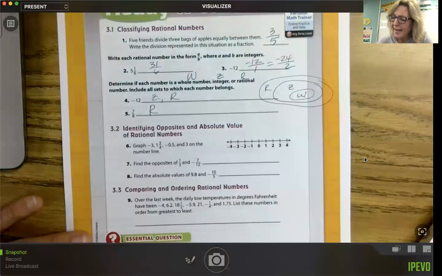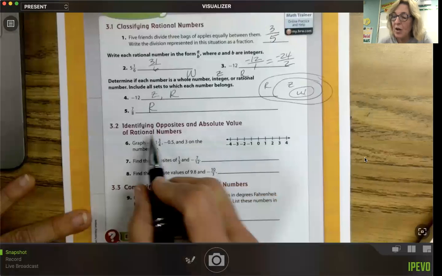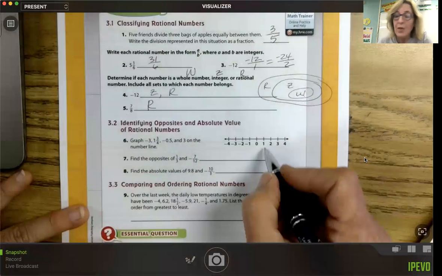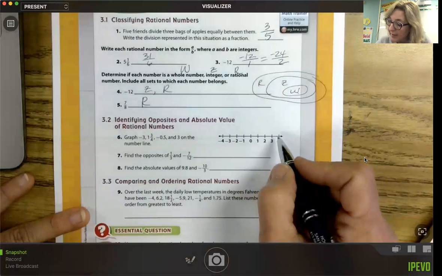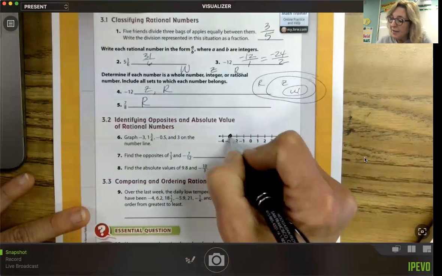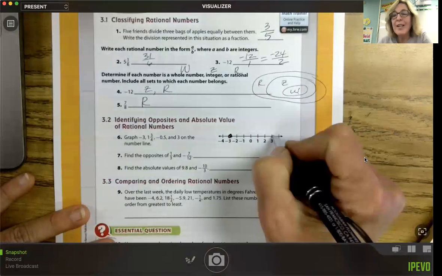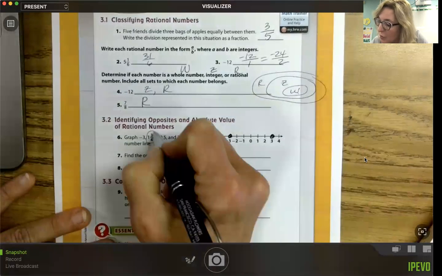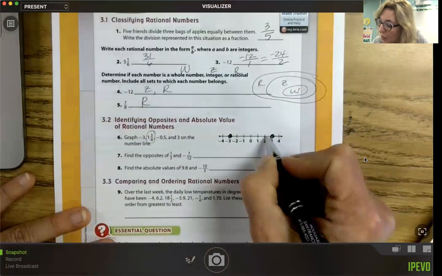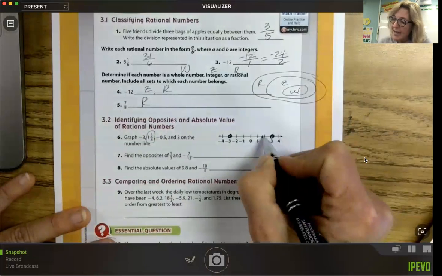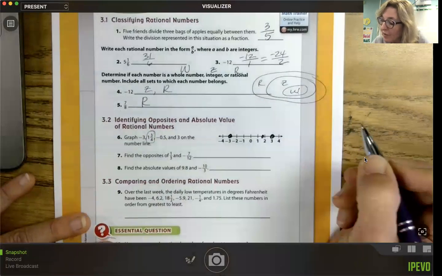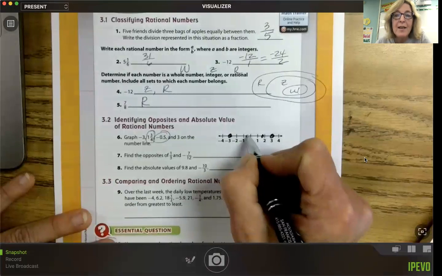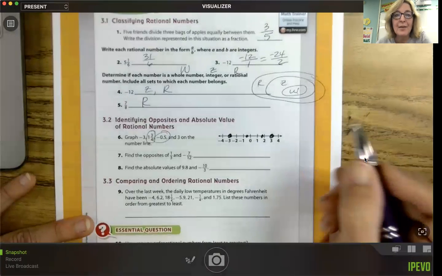Okay, the next section says to graph these quantities on the number line. So if you look at the number line, they are whole quantities. So -3 is pretty easy to spot. +3 is easy to spot. But we're going to have to estimate on the 2 fractional amounts. So 1 3/4, we know it's greater than 1 and less than 2. 3/4 is more than half, so it's going to be about that. And then -5/10 is -1/2. And so we would go right about there. It's greater than -1, but less than 0.